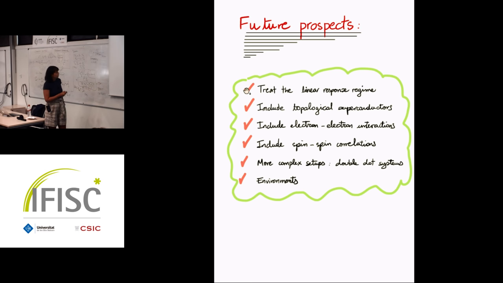We can also think about including electron-electron interaction or spin-spin interactions in the quantum dot, or we can consider more complex setups like a double quantum dot, carbon nanotubes, or different environments.